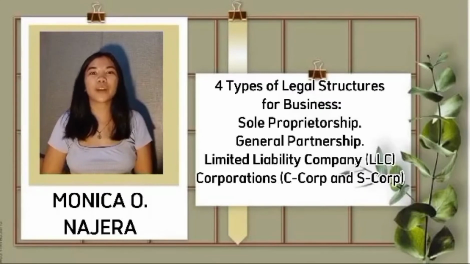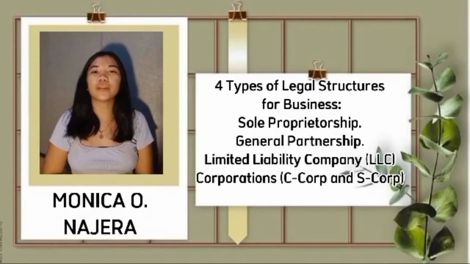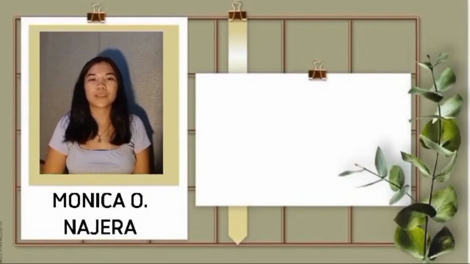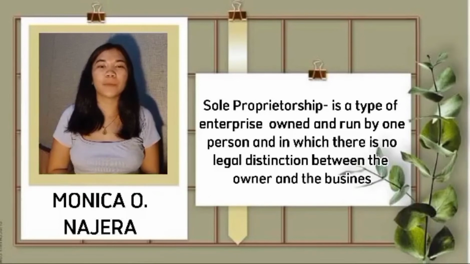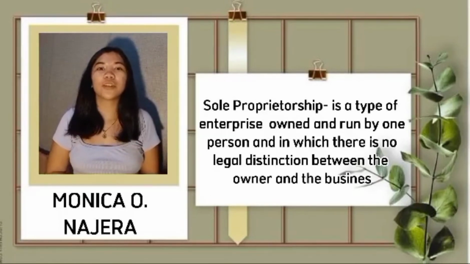So we have 4 structures of ownership in business. The first one is sole proprietorship. Second one, general partnership. Third one is limited liability company, also known as LLC. And the last one is corporations. Sole proprietorship is a type of enterprise owned and run by one person and in which there is no legal distinction between the owner and the business entity.